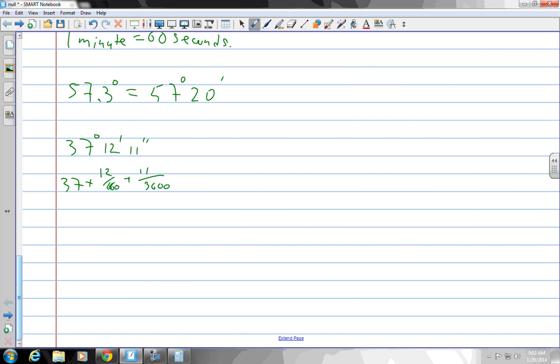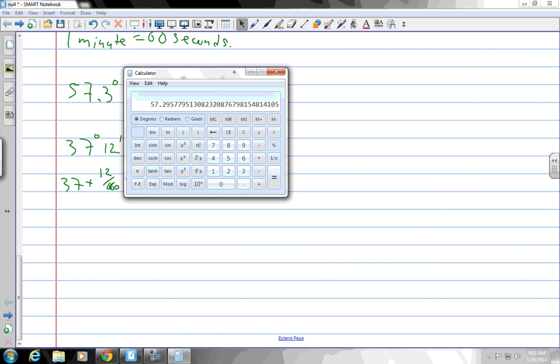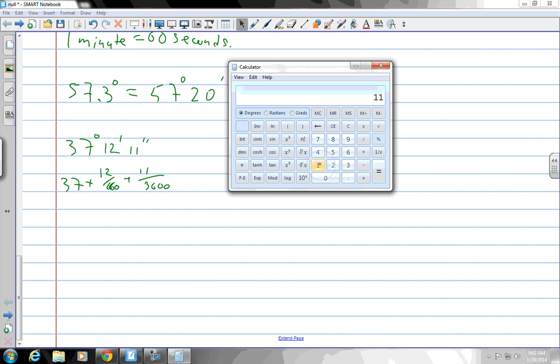Okay, so actually if I do that on my calculator, 11 over 3600 plus 12 over 60, that's going to work out nicely, right? So that's what we get, plus 37. So 37.203055555 degrees, or 37 degrees, 12 minutes, 11 seconds.